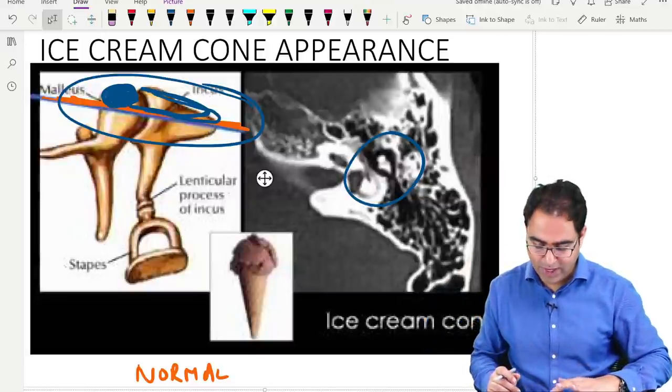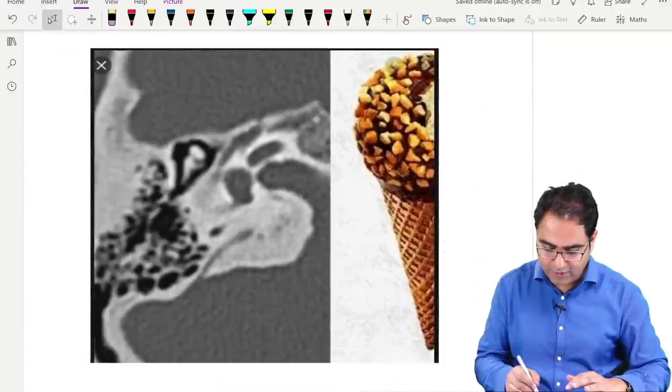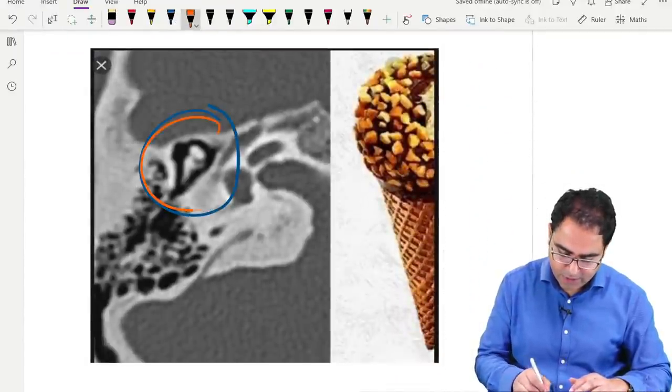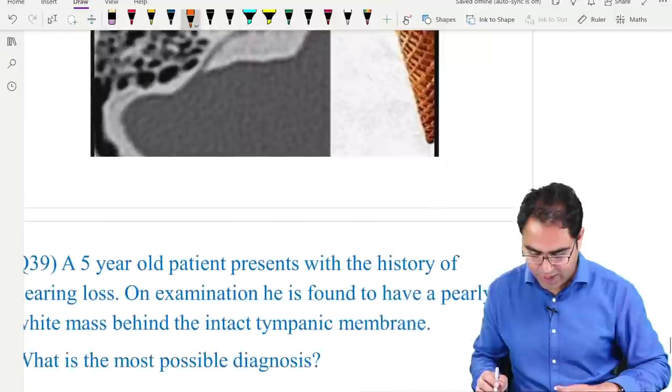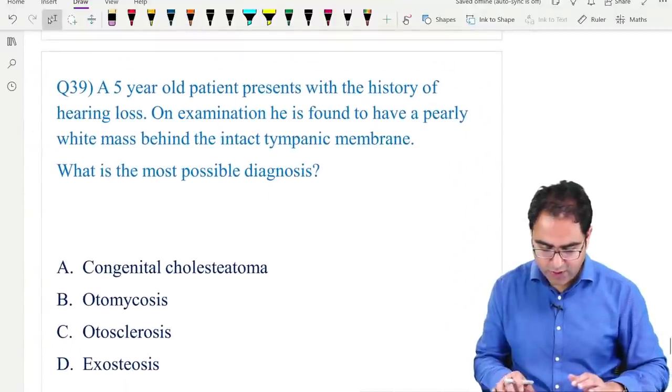Okay, ice cream cone appearance. Very good. I think this ice cream is better visible, beta. Oh, okay, fine. Ice cream cone appearance. Okay, very good. Normal finding, beta. Next question.